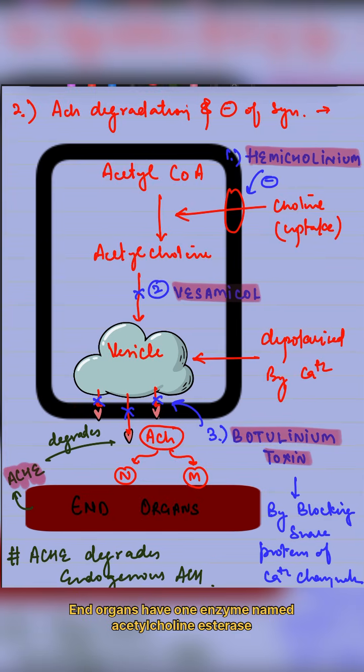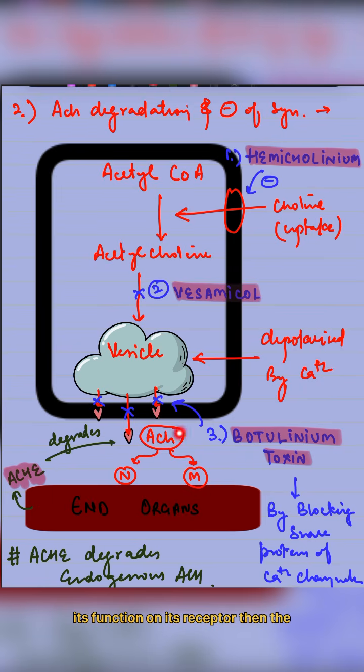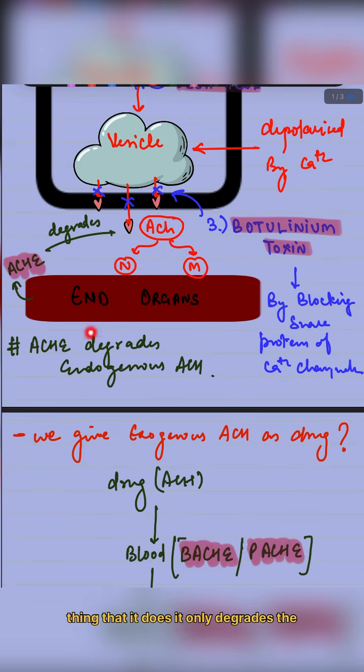And organs have one enzyme named acetylcholinesterase. When acetylcholine is released from the vesicles, it does its function on its receptor. Then the remaining acetylcholine is degraded by this acetylcholinesterase. But the one thing is that it only degrades the endogenous acetylcholine.